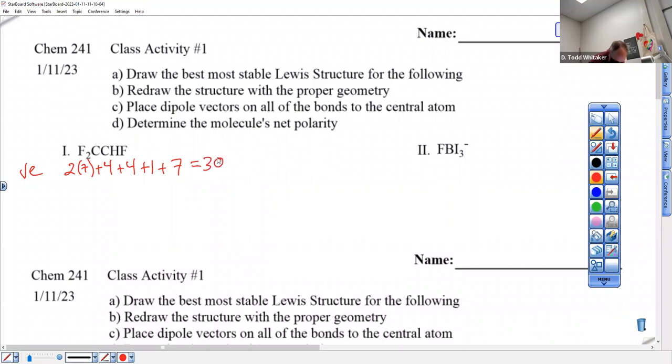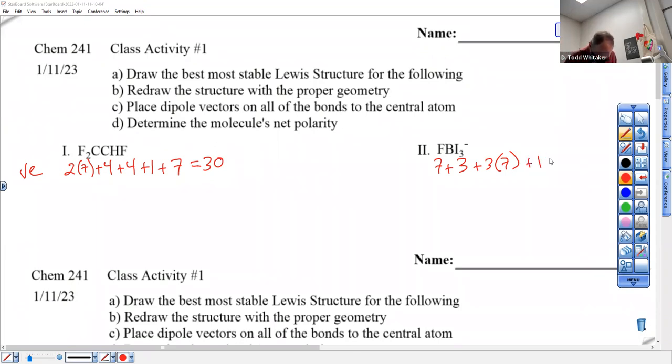Did you get 30? And over here, we've got a 7. I like this because it says FBI. I like stuff like that. 4 plus 3 plus 3 times 7. What about the minus? Does that mean extra valence electrons or fewer valence electrons? More, because electrons are minus. How much more? Well, it's minus 1, so 1 more electron. So 21, 22, 32. Do you get 32? Good. And then we're supposed to lay out the skeleton.